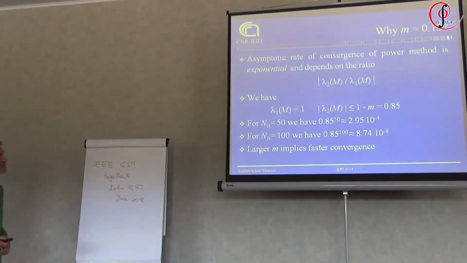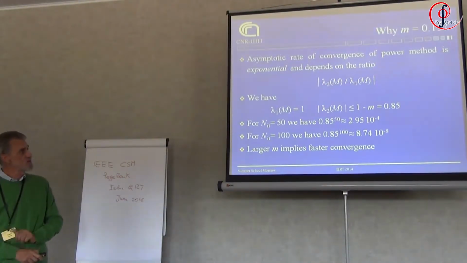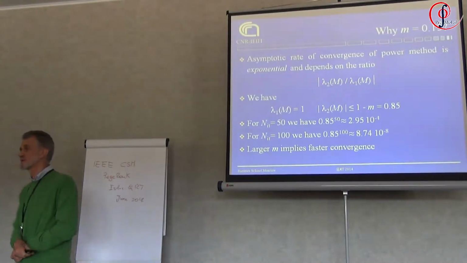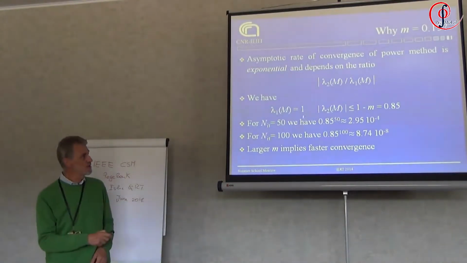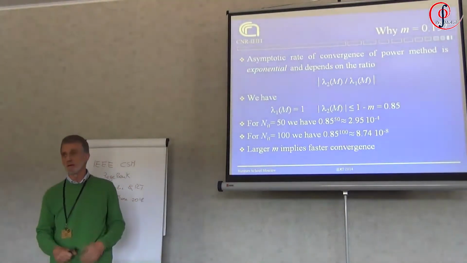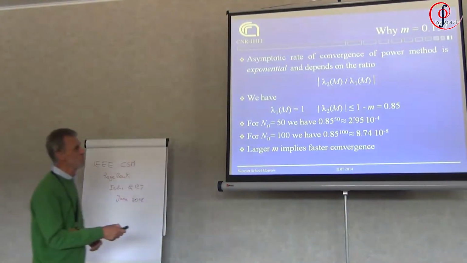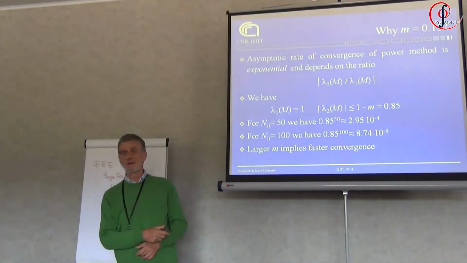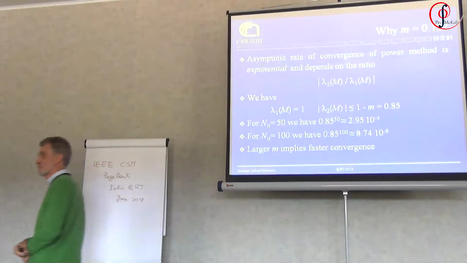Well, the asymptotic rate of convergence of the power method is exponential, and it depends on the ratio of the second largest eigenvalue divided by the first largest eigenvalue. At this point we know that the first largest eigenvalue is equal to 1. And the second largest eigenvalue, in absolute value, can be easily shown with a few computations, it's not hard, to be bounded by 1 minus little m. And so little m is 0.15, so this rate of convergence is bounded by 0.85.